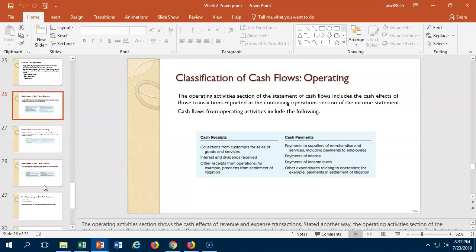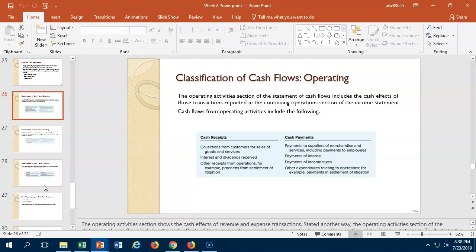Okay, so moving to financing activities, what are examples of receipts? Proceeds from short-term borrowing. Proceeds from short-term or long-term borrowing. Proceeds from issuing bonds payable. Proceeds from issuing capital stock. And then sale of treasury stock as well.